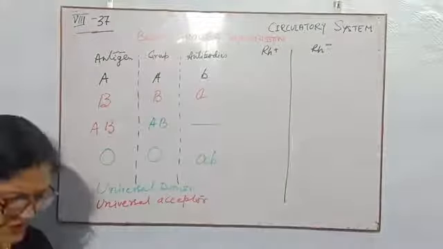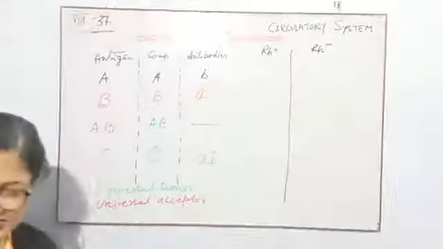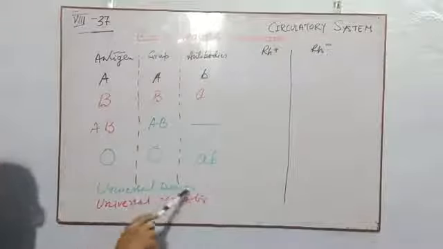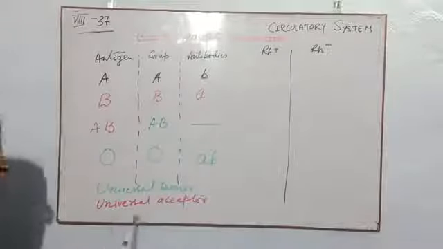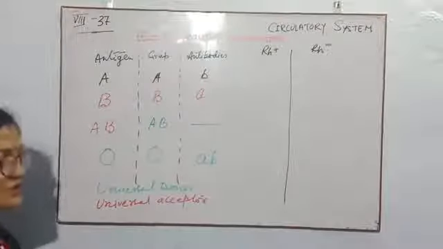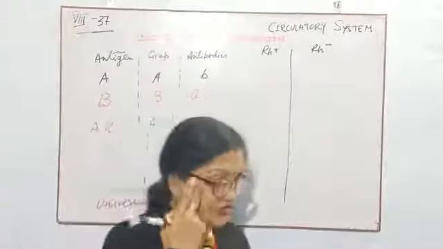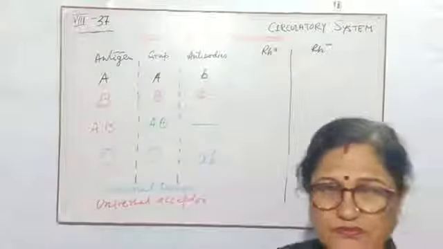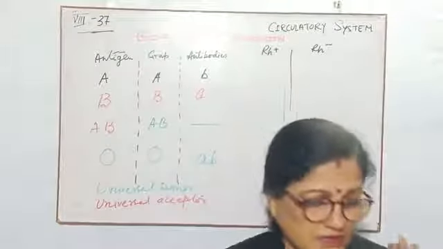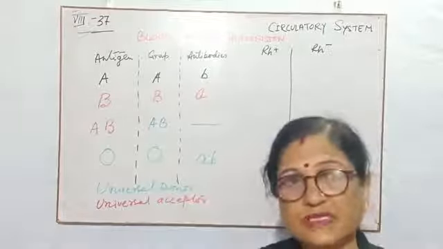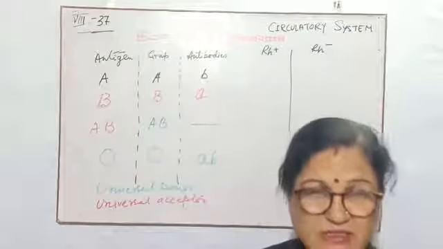From the AB blood group, they can take blood from each and everyone, and those who have O blood group, they can donate blood to each and everyone. So these are known as universal donor, those who can give to everyone, and those who can accept from each and everyone, they are known as universal acceptors. So according to blood transfusion, doctors first check the blood group and then they can predict which blood group they can get.